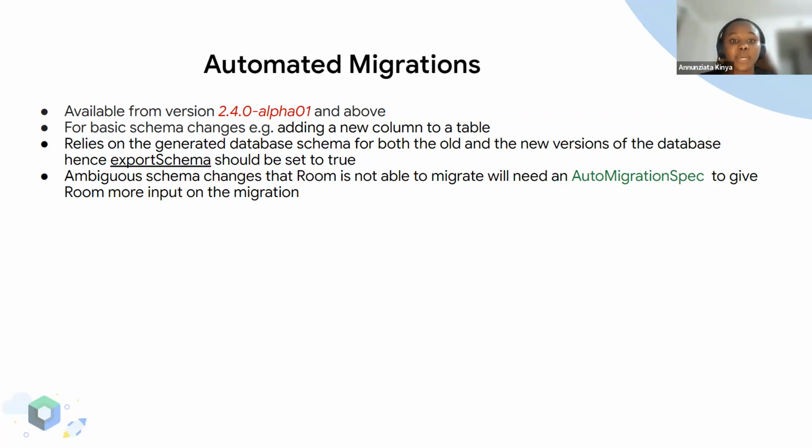Automated migrations work by comparing the versions that you have in your database, so version 1 and version 2 that you had. For a bit more ambiguous schema changes, for example, you have renamed a table, Room would probably not be able to do the automatic migration without a bit more information on what has changed. You'd need to add an auto migration spec to give Room input on how to actually do the automated migration. We're gonna go through one example.